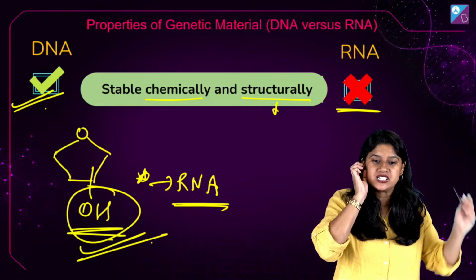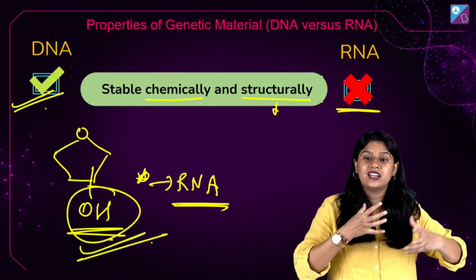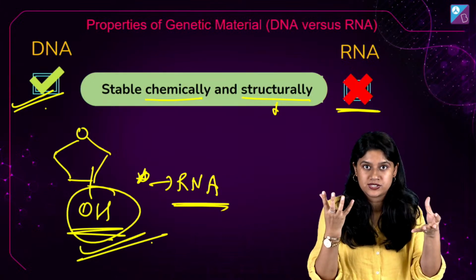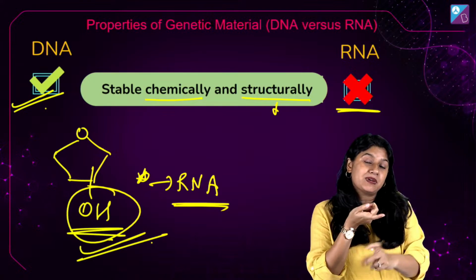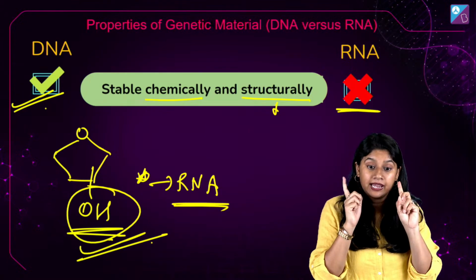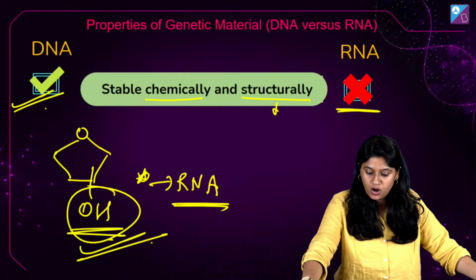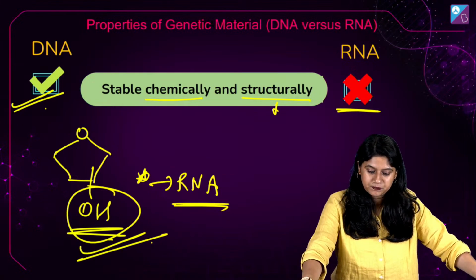It's ready for the reaction. And it's catalytic in nature. It wants to get involved in the reactions. So this is not chemically stable, and structure-wise also it's not that stable, and hence we can clearly say that RNA cannot be the genetic material, right?